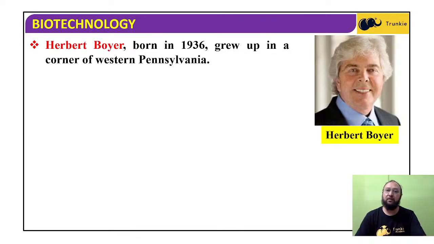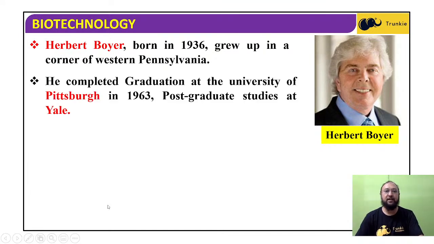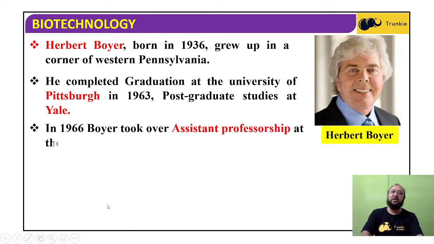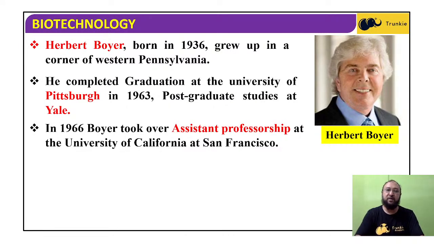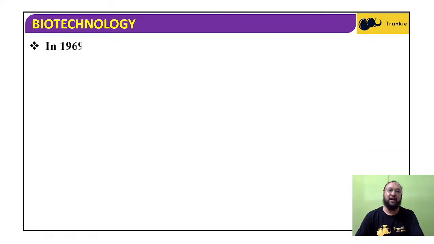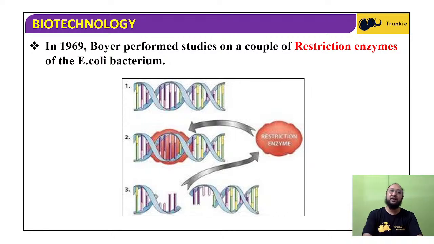Herbert Boyer was born in 1936 and grew up in a corner of western Pennsylvania. He was a scientist, and he completed graduation at the University of Pittsburgh in 1963, and postgraduate studies at Yale. In 1966, Boyer took over an assistant professorship at the University of California at San Francisco. So this was about his education.